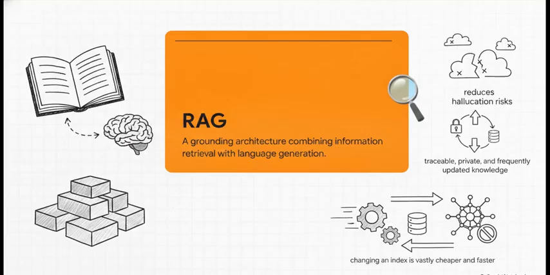And that gives us our formal definition, Retrieval Augmented Generation, or RAG. It's essentially a grounding architecture. By forcing the AI model to rely on supplied external evidence, we drastically reduce those crazy hallucinations. Plus, just updating a search index is vastly cheaper and way faster than trying to retrain a massive AI model from scratch every time your data changes.